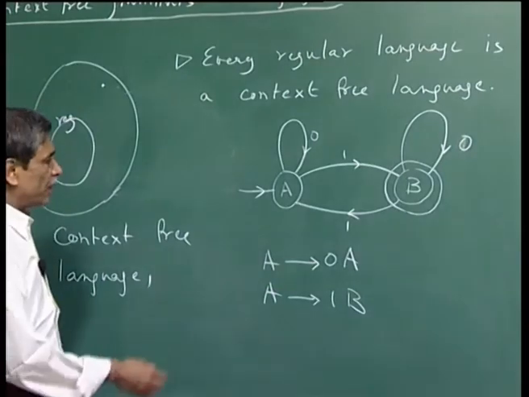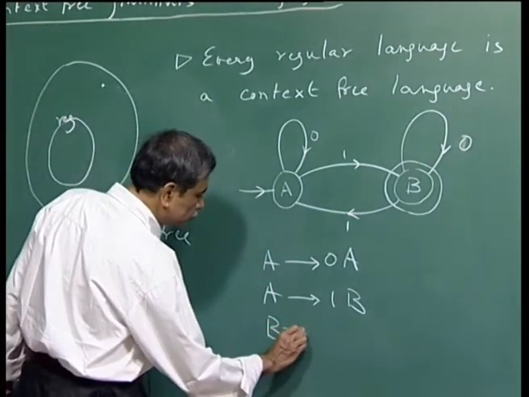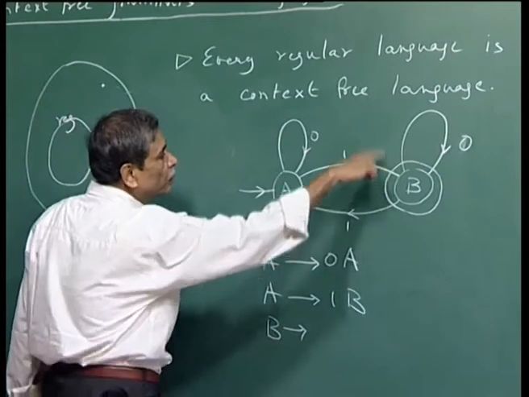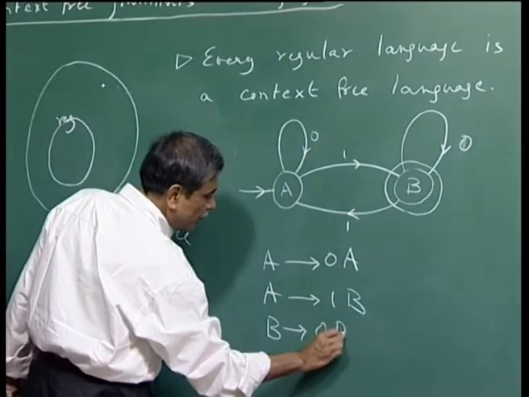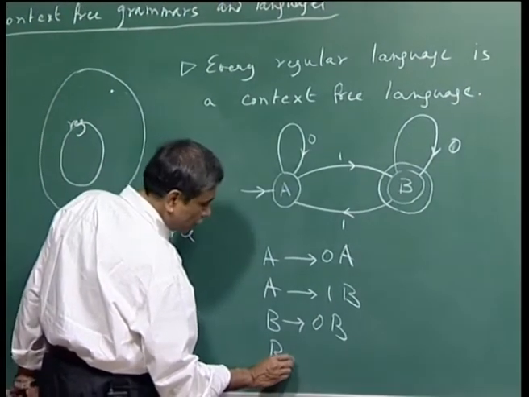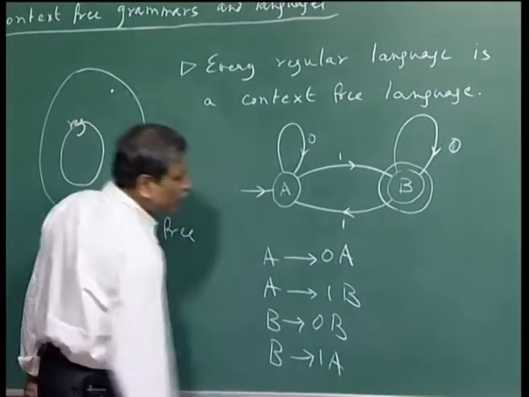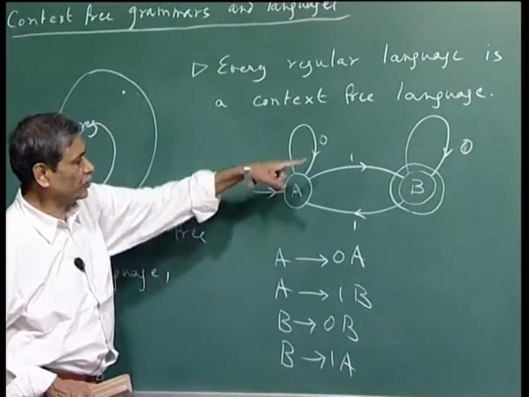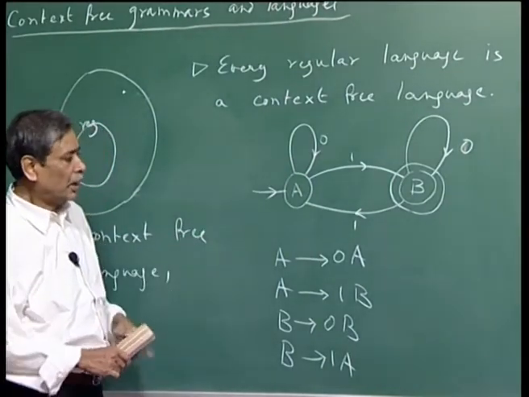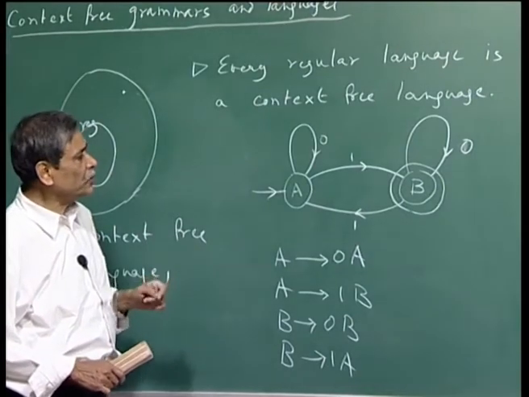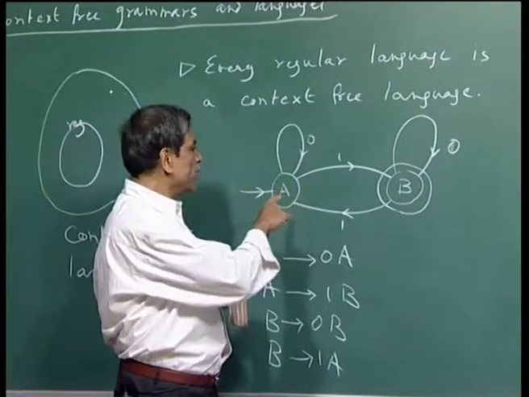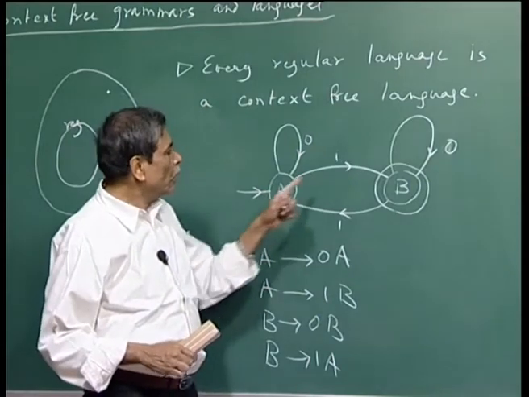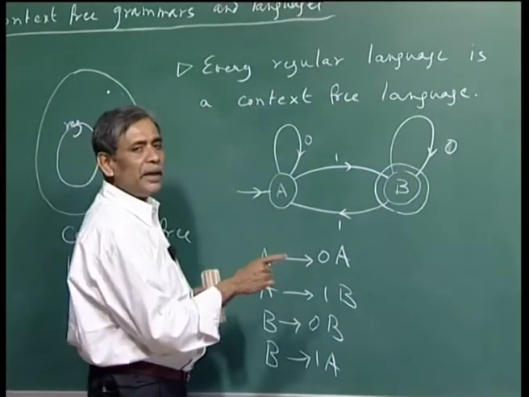Similarly, I would write for B: one arrow is like that, so B goes to 0B, and B also goes to 1A. Now, there are four transitions, four arrows which were there, and I got these four rules. Plus I need to consider one more kind of production rules, which will correspond to all those arrows which are ending in a final state.